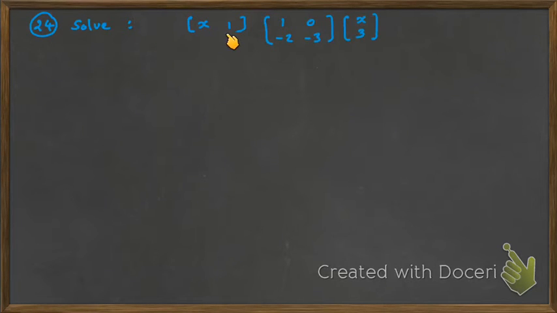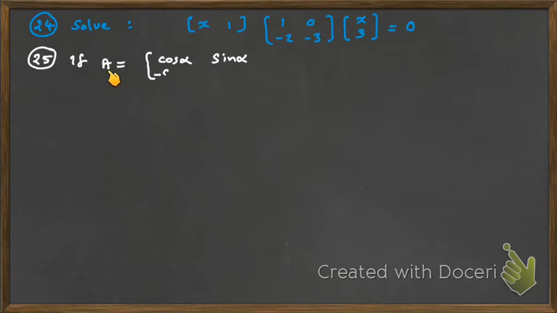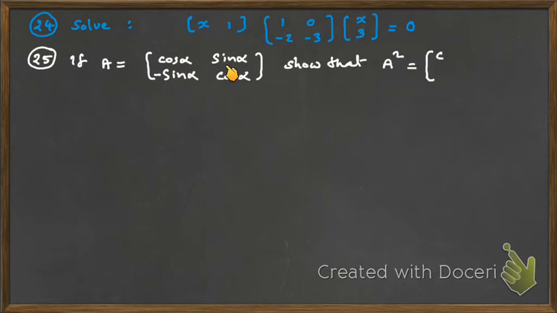So another question here for you to try. Make sure that you check the order before you actually do the multiplication. We have another question. If A is equal to the matrix cos alpha, sin alpha, minus sin alpha, cos alpha, show that A square is equal to this. So I'm going to start with A square.